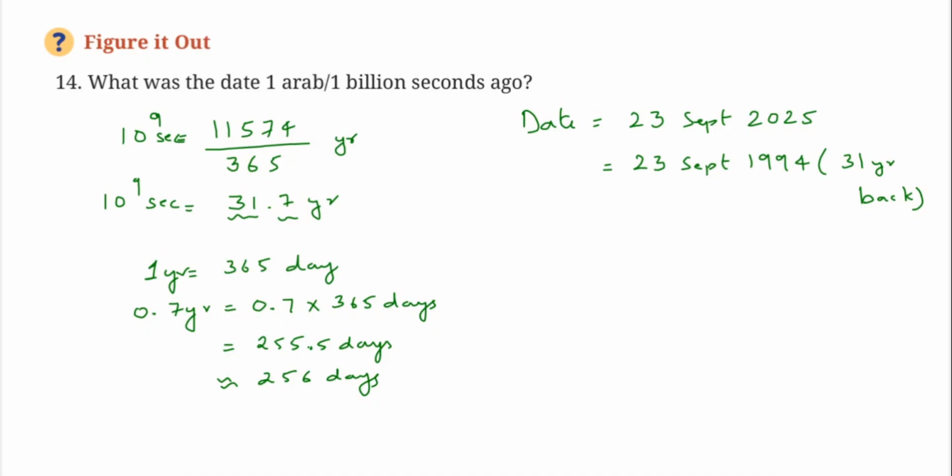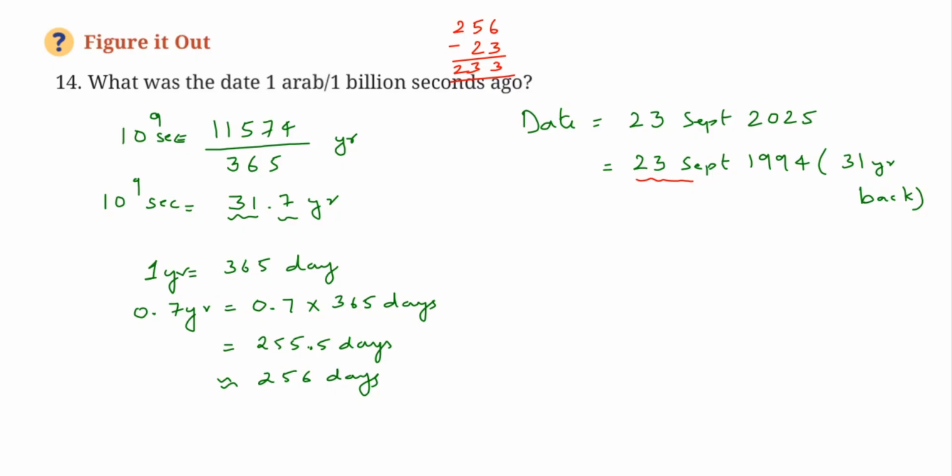Now we will subtract 256 days from 23rd September 1994. We have to go in a reverse direction. First we'll remove 23 days from September, because the current date is 23rd. So from 256 I will subtract 23. How many days will be left? I get 3 here, 3 here and 2 here. So still 233 days are remaining.